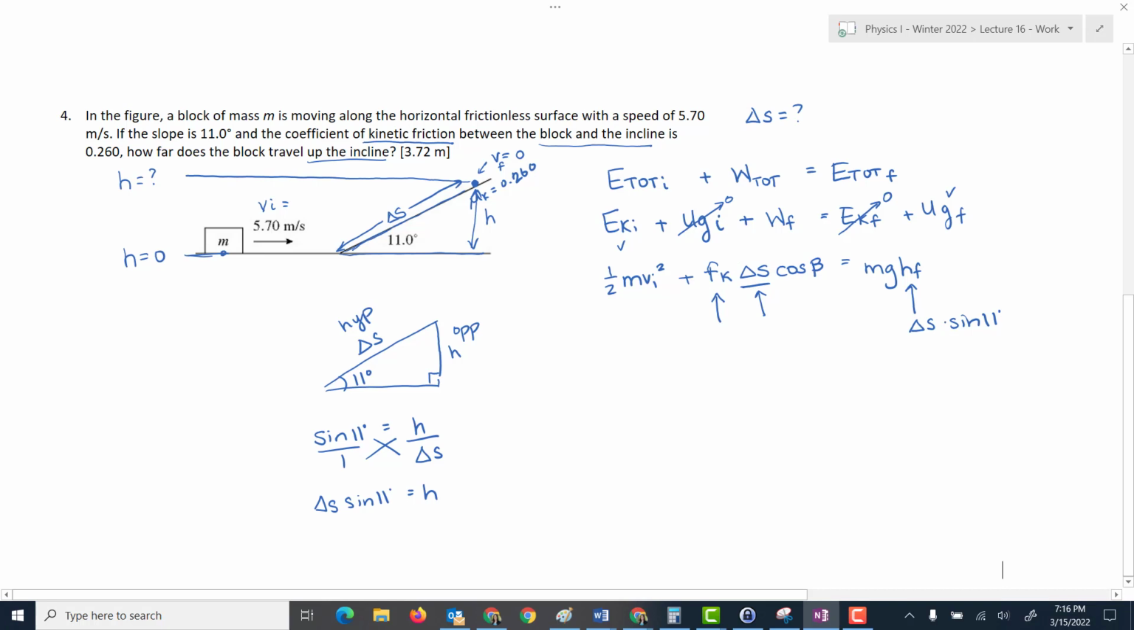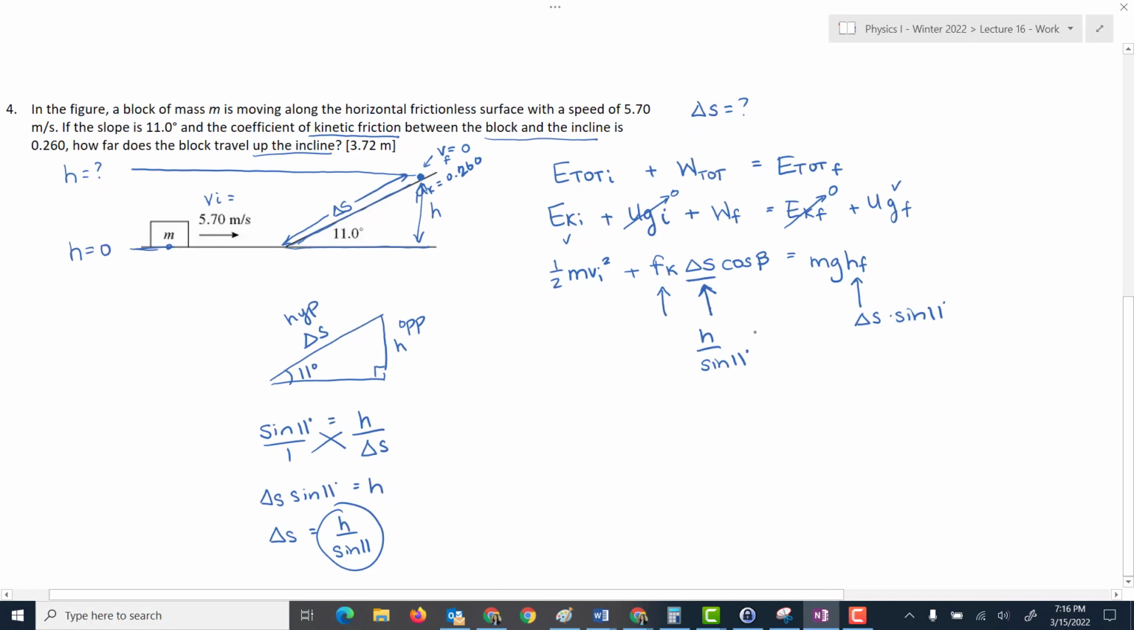If the question was asking for the height, then instead, we would solve for the delta S over here. So we'd say delta S is equal to H over sine 11. And we would replace this delta S over here with H over sine 11. And then we'd have an H over here and an H over here. They're both the same thing, so they would both be an H final. And then we would solve for that.